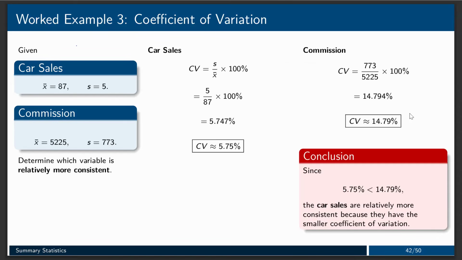Therefore, the CV for car sales is 5.75%, and the CV for commission is 14.79%. In conclusion, since 5.75 is less than 14.79, we say that car sales are relatively more consistent because they have the smaller coefficient of variation. Car sales are more consistent because they have a smaller coefficient of variation as compared to commission.